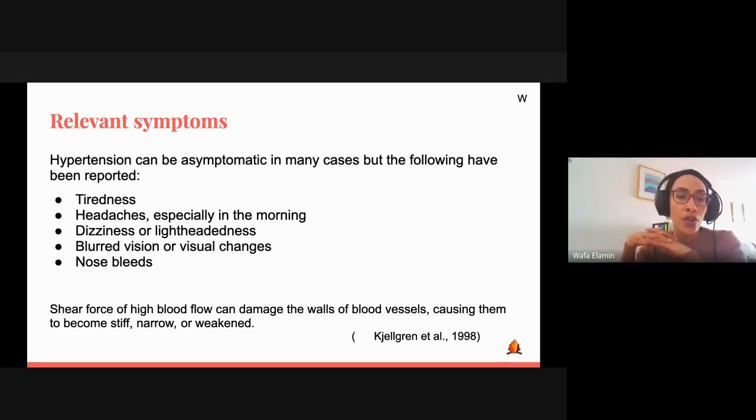pressure. There are other symptoms that are sometimes described in literature, things like shortness of breath or palpitations or chest pain, but those are more likely related to progression of hypertension into more cardiovascular diseases, whereas these milder symptoms are more likely to be of early stage hypertension.